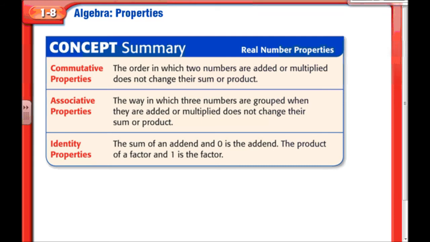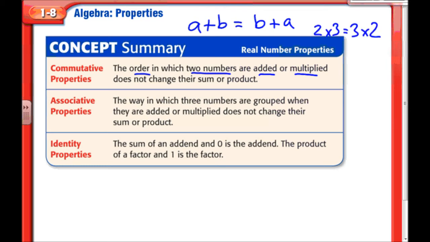basically tells you that the order in which 2 numbers are added or multiplied does not change the sum or product. So A plus B is the same thing as B plus A. Or using real numbers and multiplication instead, how about 2 times 3 is the same thing as 3 times 2. So that's commutative. We just turn around backwards an addition or multiplication problem.